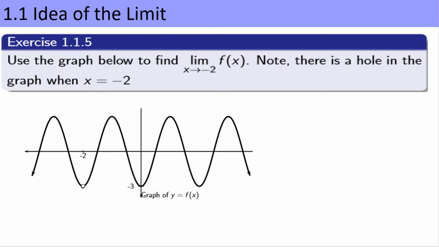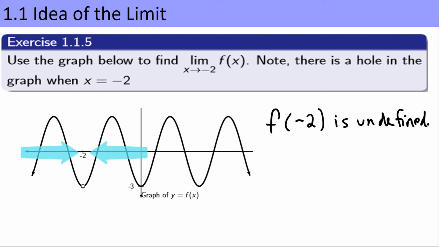Now let's observe that for clarity, we know that f at -2 is undefined. It doesn't even exist, so there is no function value there. It's just a hole. However, with the limit, we're not concerned with what happens at that value. We are concerned with what happens near that value.